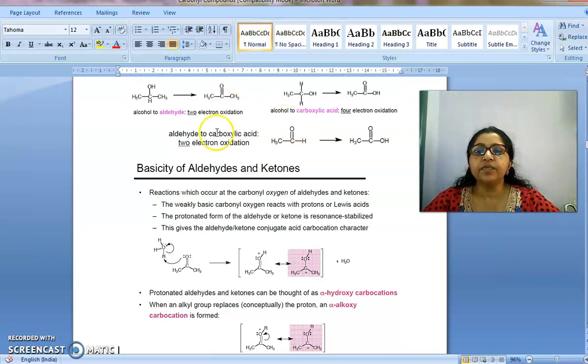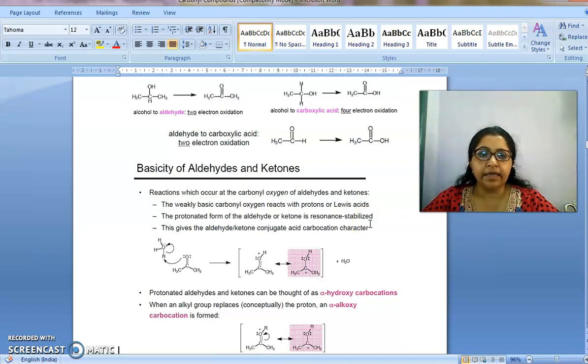Next is the basicity of aldehydes. Reactions which occur at the carbonyl oxygen of aldehydes and ketones. Number one, the weakly basic carbonyl oxygen reacts with a proton or Lewis acid. The protonated form of aldehyde or ketone is resonance stabilized. So it is more stable than a tertiary carbocation.